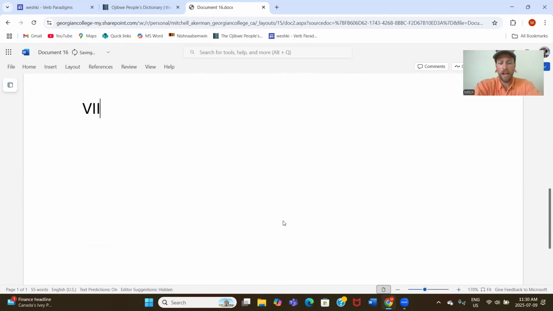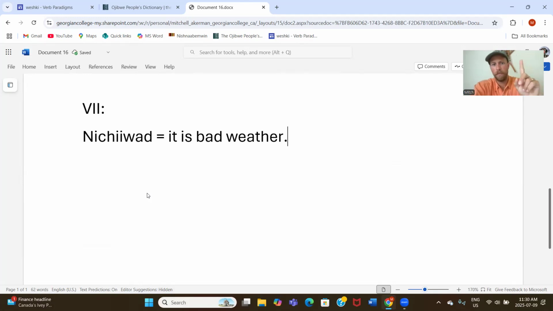We'll start with a couple of VIIs. We'll bring them through ABC. Okay, well, I'll just do like one or two examples of this. So if I do something like Nichiwad, Nichiwad in A form means it is bad weather, or it is stormy, or it's like foul weather. That's A form. It is bad weather, or there is poor weather, period. Okay, A form.